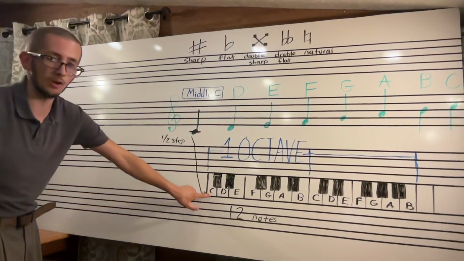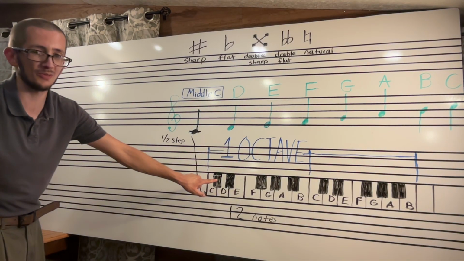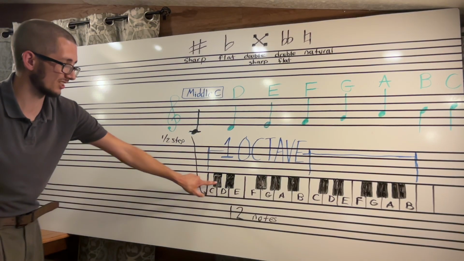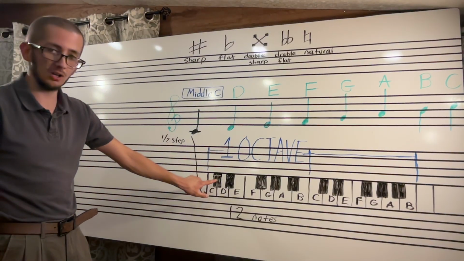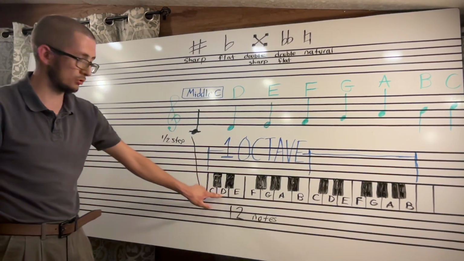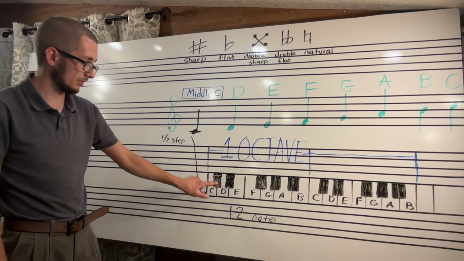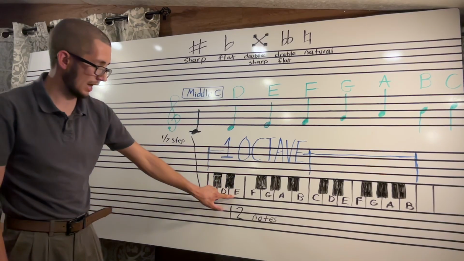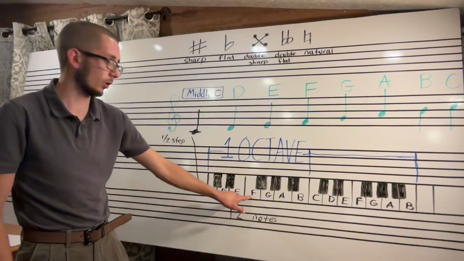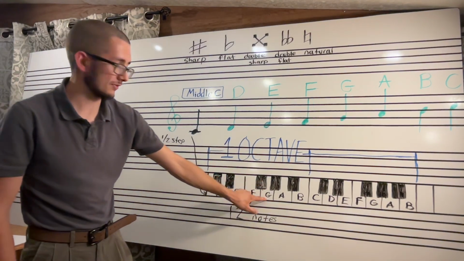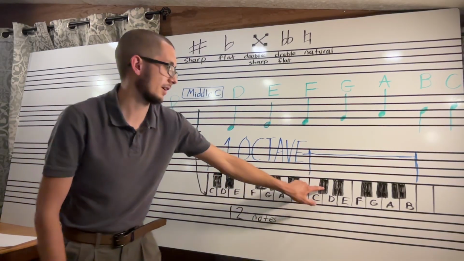So the distance from C right here to this unnamed pitch right here is a half step. And the distance from this unnamed pitch right here to D is also a half step. So we got half step, half step, half step, half step, and then half step right here. It's just the next note in order. Half step, half step, half step, half step, half step, half step, half step, half step, half step.